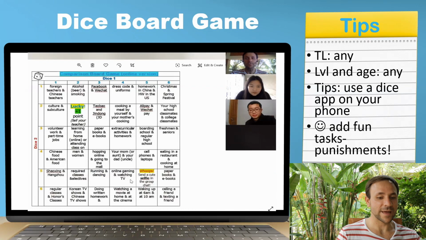How to make it more fun? Add fun tasks, punishments. So let's say if they got 5 and 5, whoops, send a cute selfie in the group chat. So this was the punishment for college students. And as for younger kids, you could put something like find 2 caps and put them on. They will probably look ridiculous and everybody will have a good laugh.